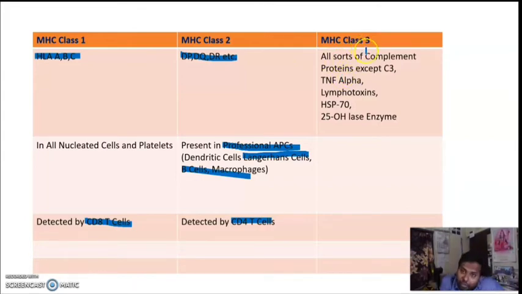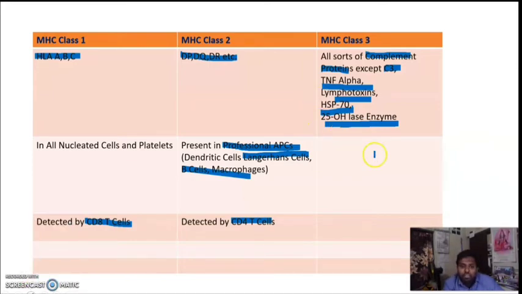Now where do the complement proteins come? They come in MHC class 3, but C3 only is not translated by those MHC class 3 genes. TNF alpha is a part of them. Lymphotoxins, heat shock protein 70, 25 hydroxylase enzyme. 25 hydroxylase enzyme is associated in vitamin D synthesis. You know about this vitamin D synthesis. 25 hydroxylase enzyme is associated.